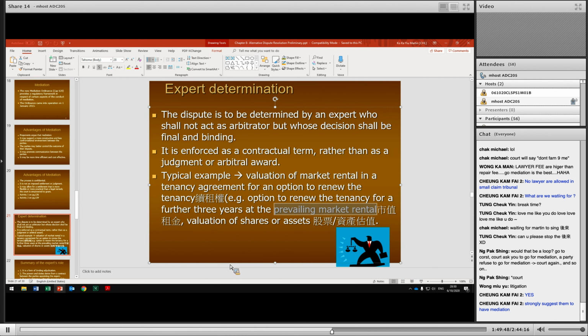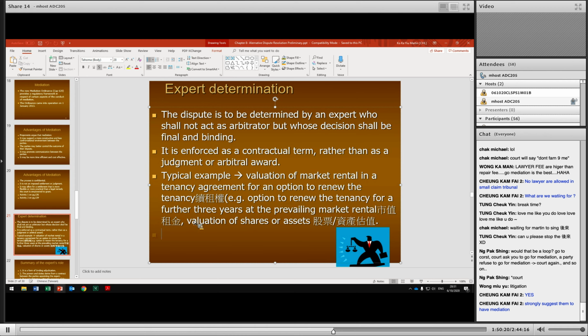He will do some research on the comparable rental of a shop nearby with a similar size or similar location, etc. He will do a lot of study and find out the answer. For example, if his determination is that the prevailing market rental should be 20,000, then if the tenant wants to exercise the option, he has to pay 20,000 per month to the landlord. It's because it's the prevailing market rental.